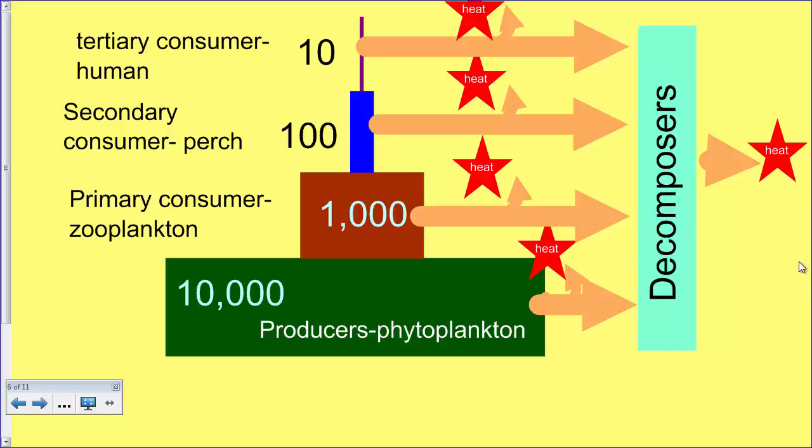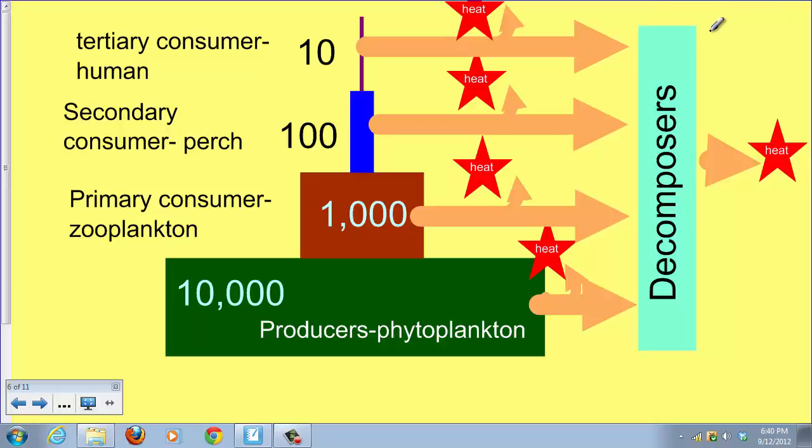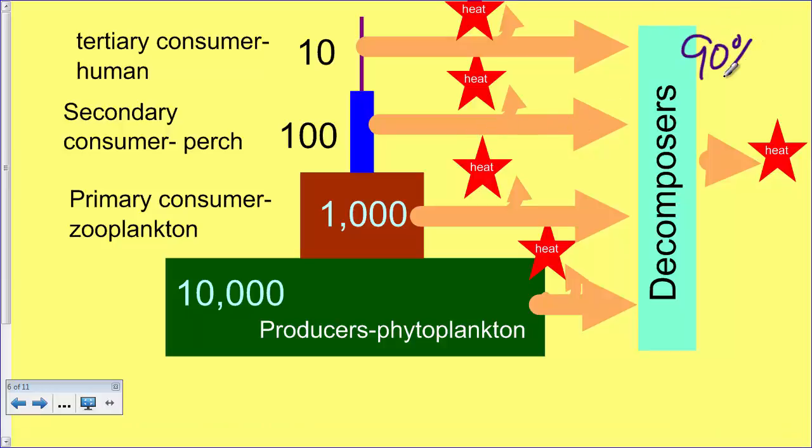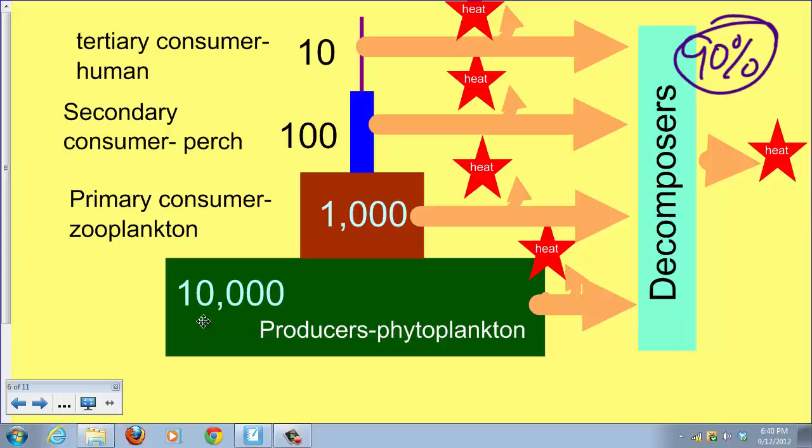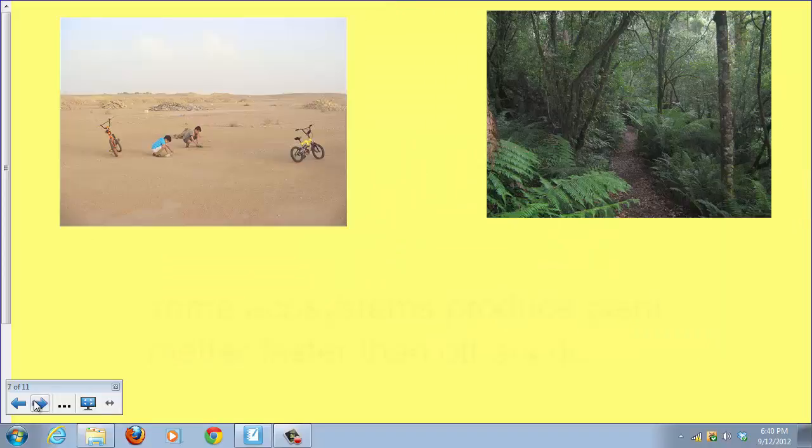So a couple of things you want to make sure you get out of that. Make sure that you get that 90% number. Okay, that number, super important. I'll write it up here again just to make sure. And of course, that's a rough estimate. That is not always true. But in general, the rule of thumb is that you lose 90% every time you go up a trophic level.